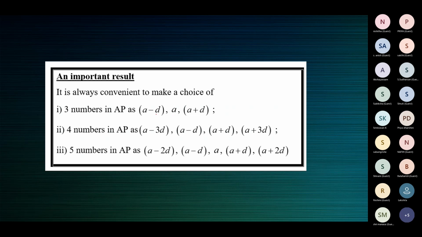I haven't finished. Let me finish and then you can ask me your questions. Now, here we have A minus D, A, A plus D, like this for 3 numbers in AP. Just add one A minus 2D and A plus 2D on either side. That is, to the left you add A minus 2D and to the right you add A plus 2D. That will be 5 numbers in AP.